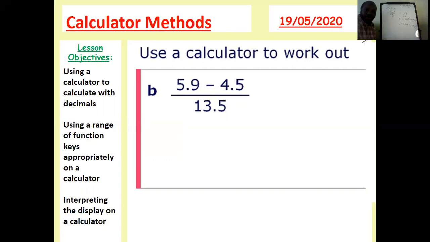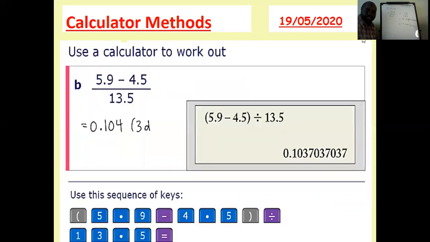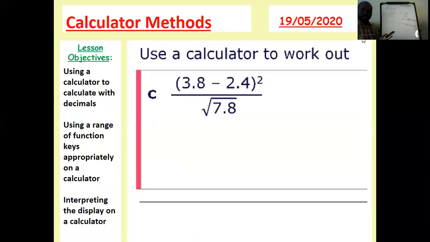Okay, that's one way of doing it. And another way of doing it is shown on this slide, which means you rewrite it as open bracket 5.9 minus 4.5 close bracket divided by 13.5, and you get the same answer. And again, that answer is rounded to 3 decimal places. That is 2 ways of working out this question. Now, let's move on.